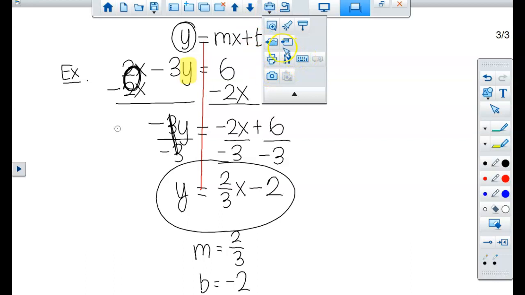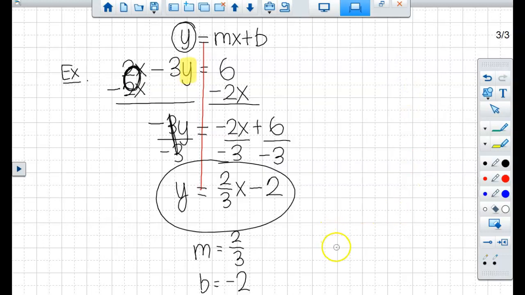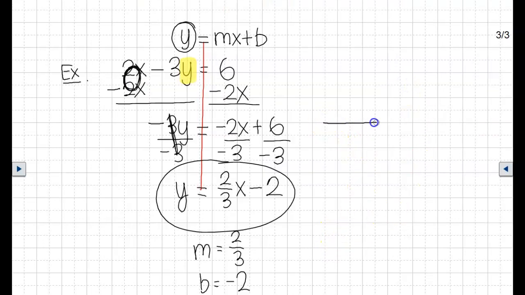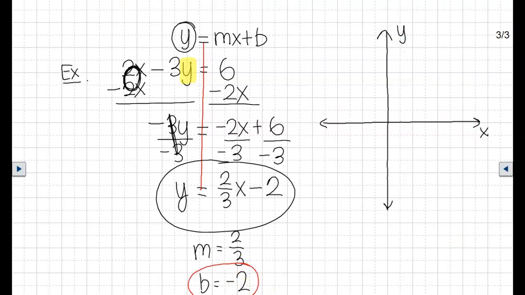Let's get some graph paper up here. All right. X-axis, Y-axis. All right, we are going to begin with B, and we're going to put B on the Y-axis. So notice B is a negative 2, so starting from the origin, if I want to go to negative 2, I would go down 2 on the Y-axis, and there's my first point.